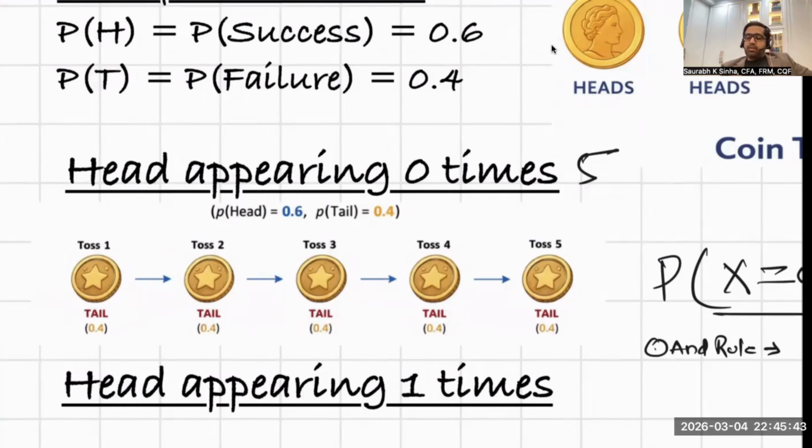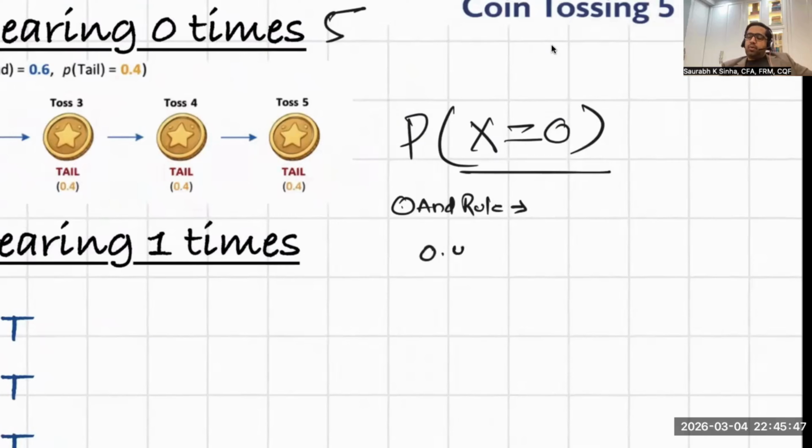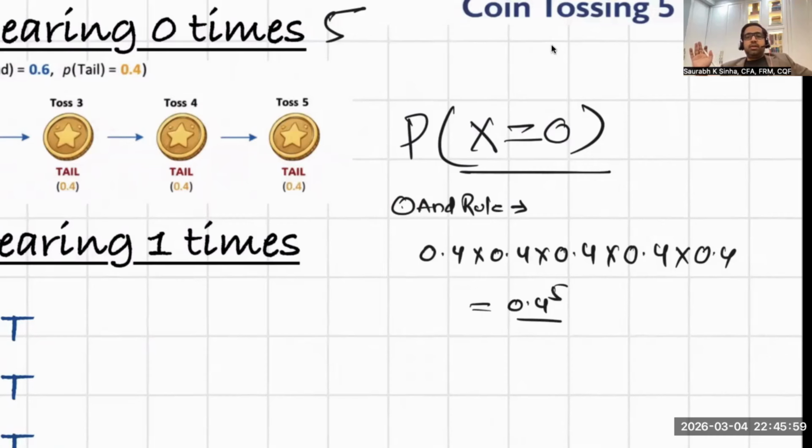What is the probability of tail? 0.4. Let's multiply. 0.4 into 0.4 into 0.4 into 0.4 into 0.4, which is 0.4 raised to the power 5, and that is the probability. So if you're interested in finding zero heads or zero successes in your five tosses, that is 0.4 raised to the power 5. Very simple, straightforward.